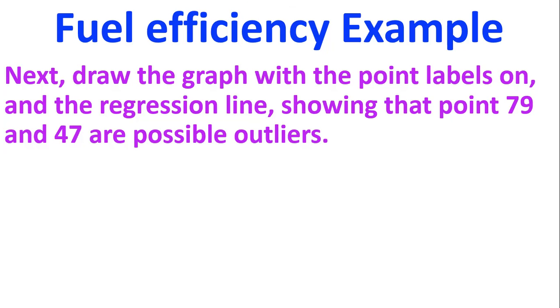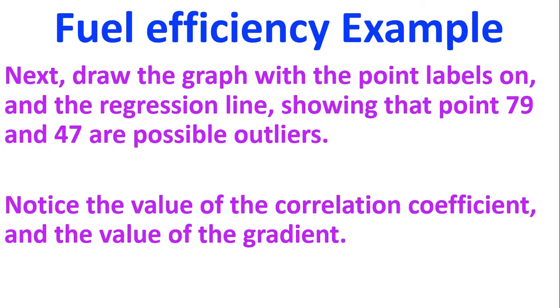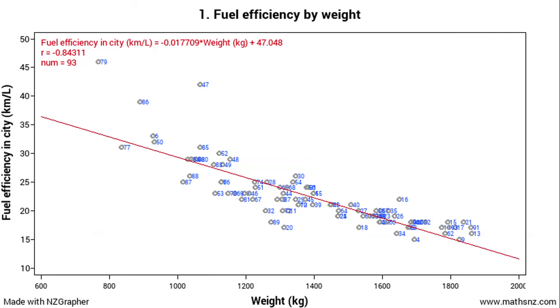Then we need to draw the graph with the point labels turned on, and that's an option in NZ Grapher, just to put the point labels on. We are going to find that their point numbers are point number 79 and point number 47. We also want to take note of the correlation coefficient value and the gradient value.